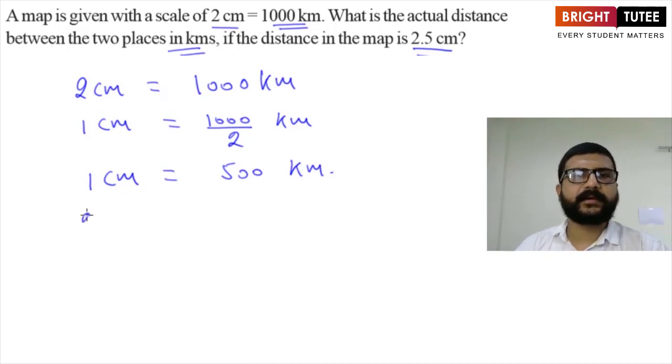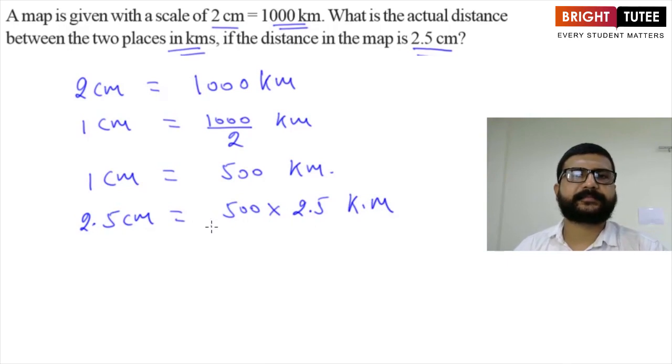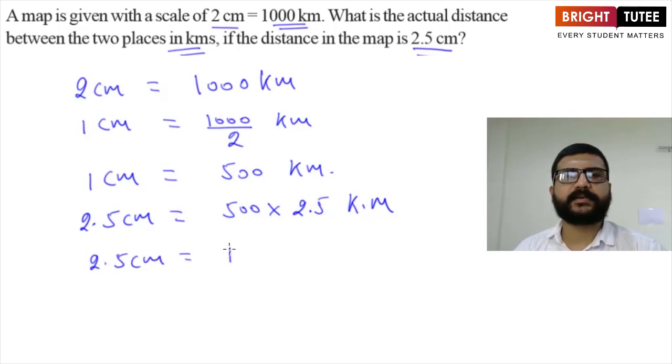So now from here 2.5 centimeters will be equal to 500 into 2.5 kilometers. So now by simplifying this we will get 2.5 centimeters is equal to 1250 kilometers. So this will be the distance between those two places in kilometers if they are 2.5 centimeters apart on the map.